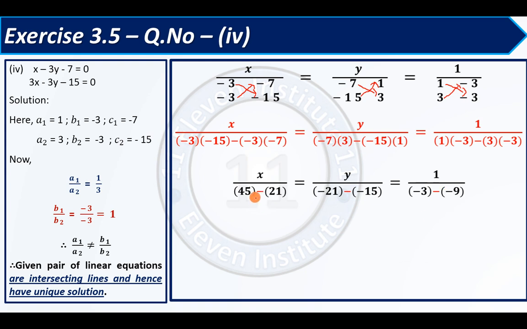Now we will open the bracket, so there will be no change over here. 45 minus 21, minus 21 as it is, but here minus minus plus. You have to take care of this. Again minus 3 is as it is, but minus minus plus 9. Now you have to solve this. 45 minus 21, x upon 24, minus 21 plus 15 is minus 6, 9 minus 3 is 6, right?